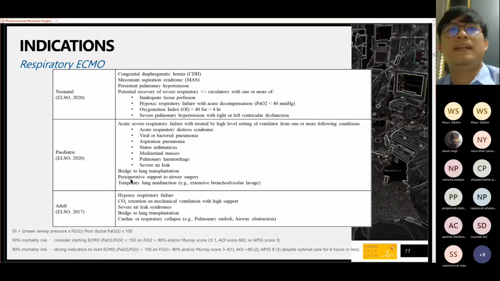Yes, and also we have used it for support before surgery. Okay. For adult, it's quite the same. So transplant and another lung function, lung failure, and also cardiac and respiratory collapse, like caused from the airway and the pulmonary emboli. This is quite a lot for a pulmonary emboli.